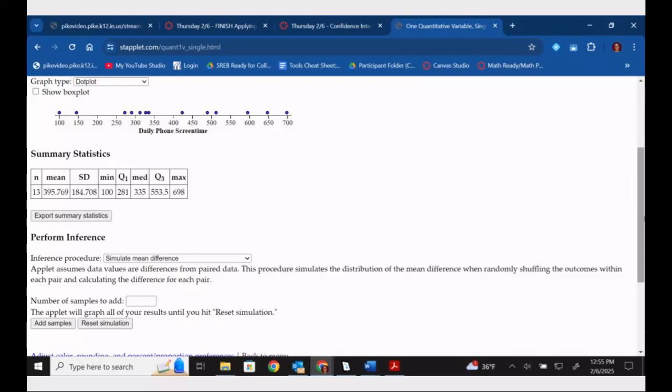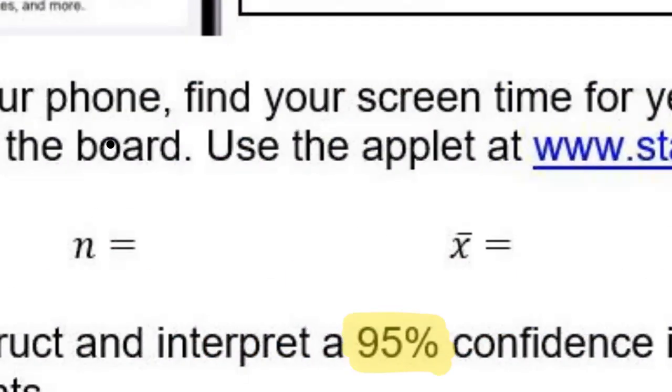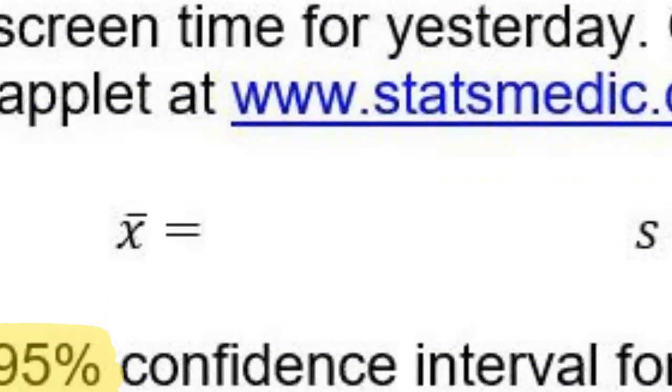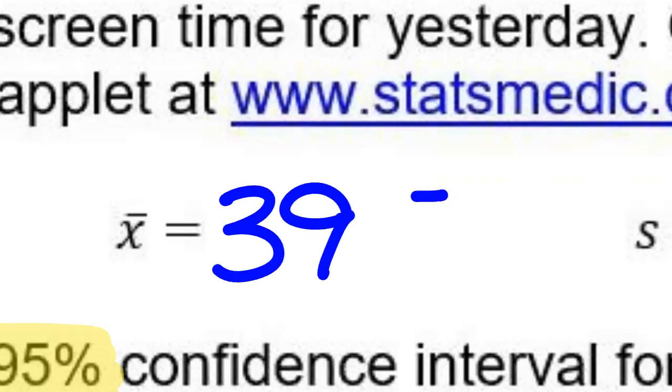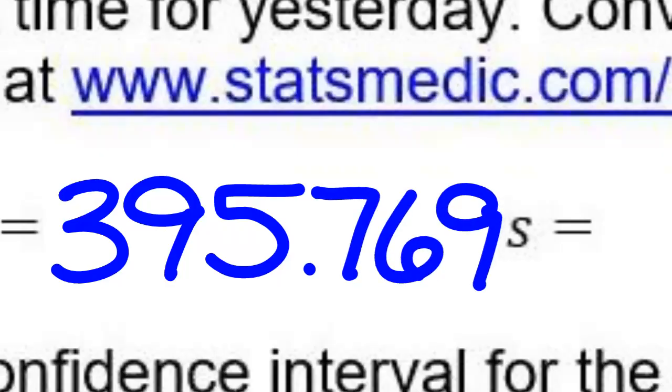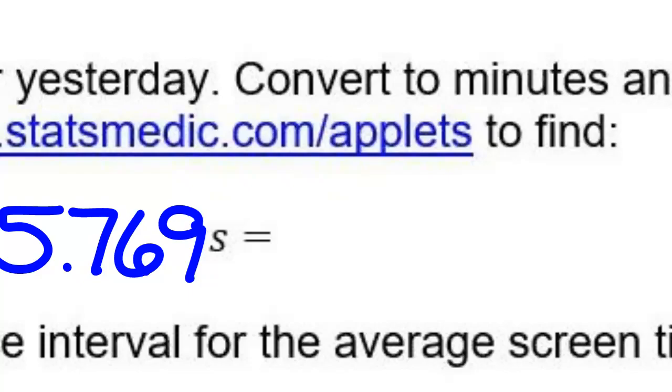So everybody got them down? Which one do you need? S. You're going to be going with standard deviation because S is the sample standard deviation and we've only entered our data. I can read it to you. It's 184.708. Everybody good and have those numbers written down? All right, because I'm literally only going to be able to remember one of them when I flip back. Number N was 13, right? All right, and then X bar was 395.769. And what was S?